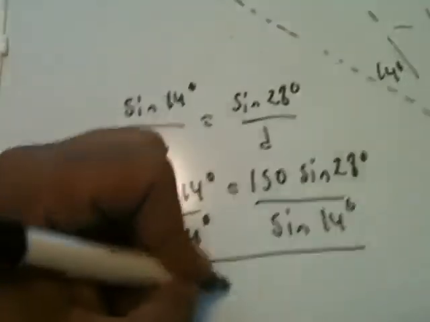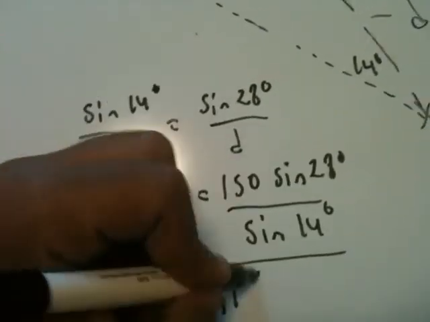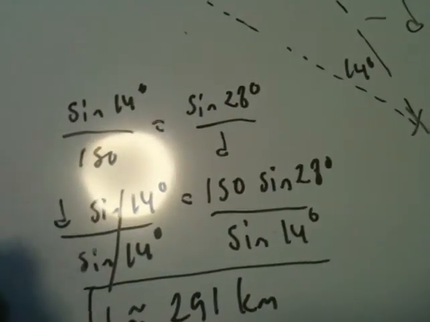So we get 291. I'll go to the nearest whole kilometer. Our answer is 291 kilometers. And that's how far away Luke is at this moment.